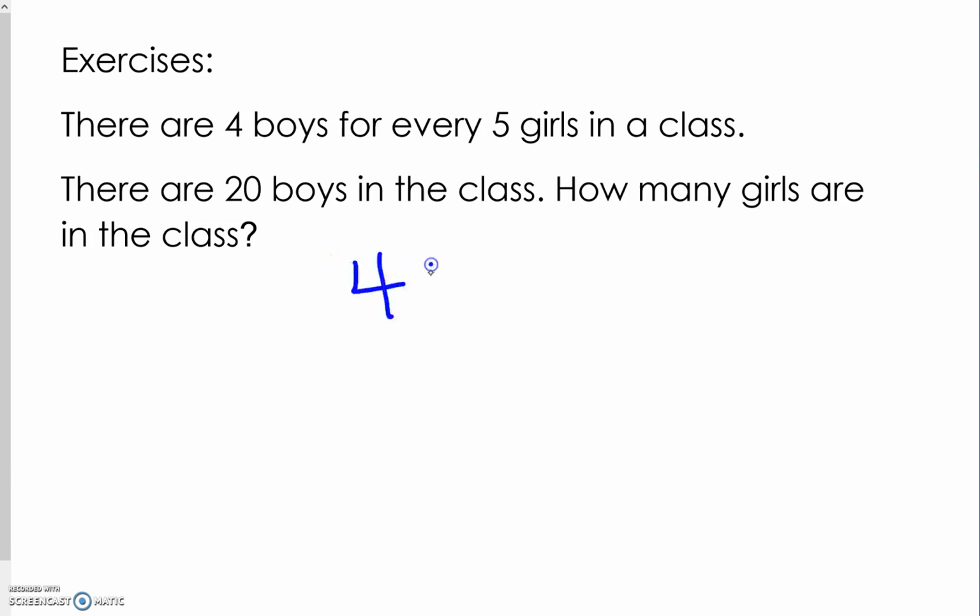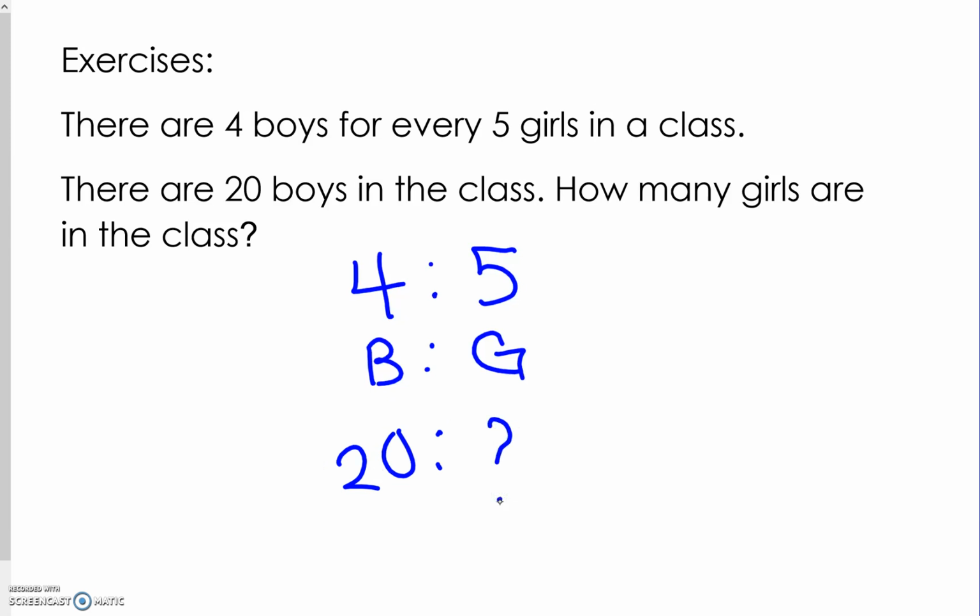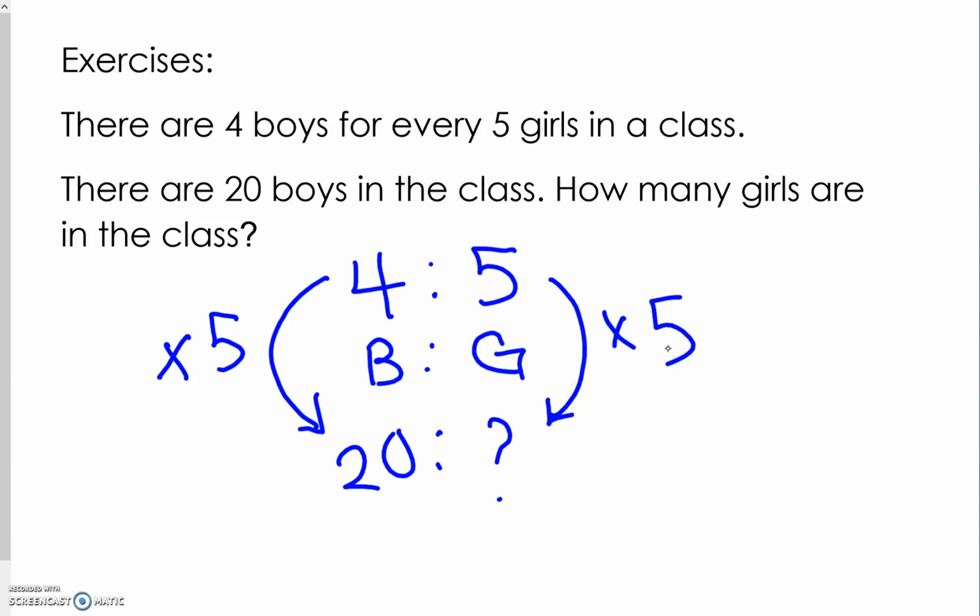If there are 4 boys for every 5 girls, let's put a B for boys and a G for girls. If there are 20 boys, how many girls are in the class? Let's see. 4 boys or 20 boys. To go from 4 to 20, we multiply by 5. Therefore, we must multiply 5 girls by 5. 5 times 5 is 25. The ratio of boys to girls is 20 to 25.